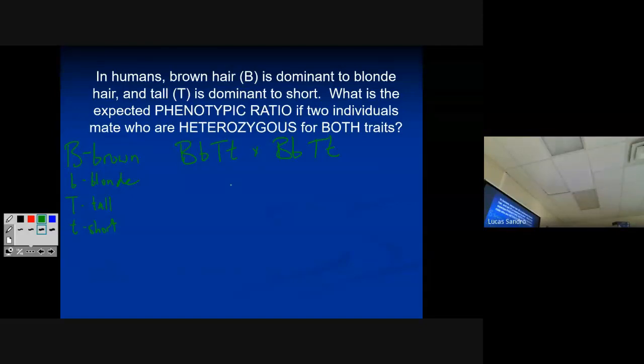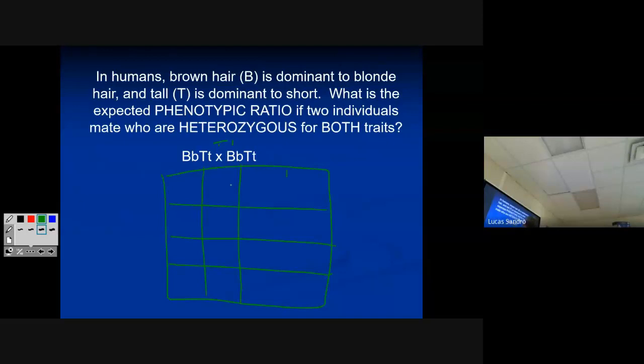Many of you have already figured out a key bit of information, which is that a Punnett square has to be bigger now. We're not just looking at 2 possible gametes from each parent. We're looking at 4, which means this, right? 4 by 4.